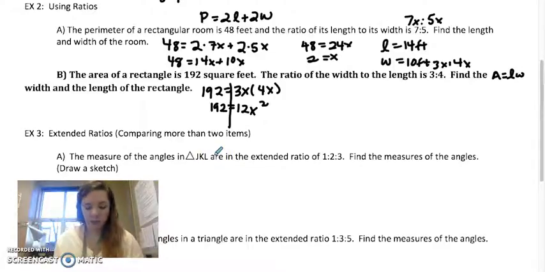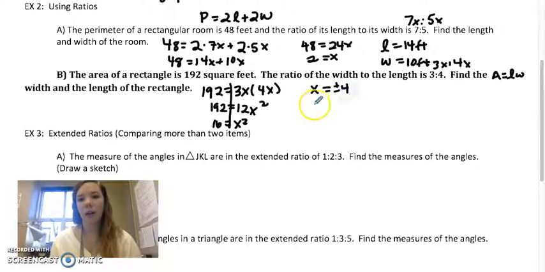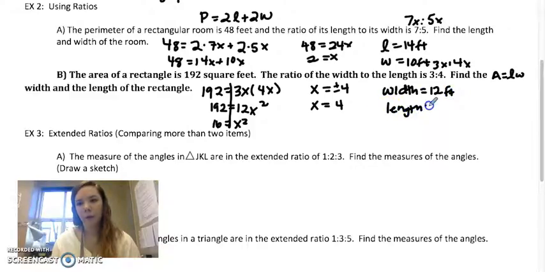Then if I divide 192 by 12, I get 16. So then x is positive and negative 4, but in context, only positive 4 will make sense for lengths, which means that the width, 3 times 4 is 12 feet. The length, 4 times 4 is 16 feet. So this still gives us our ratio of 3 to 4, but those would multiply to be 192.